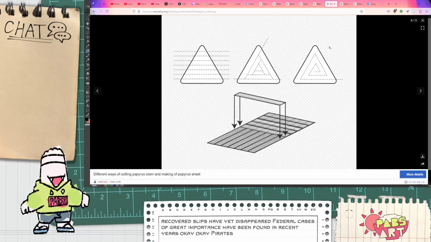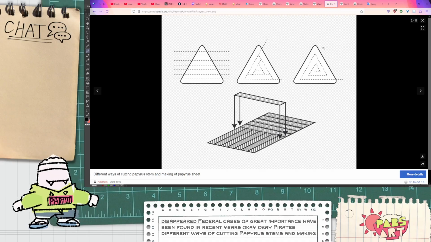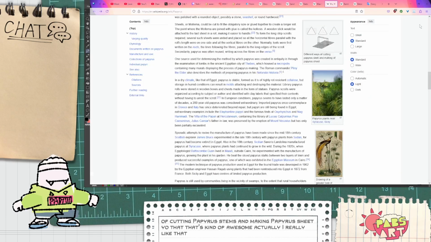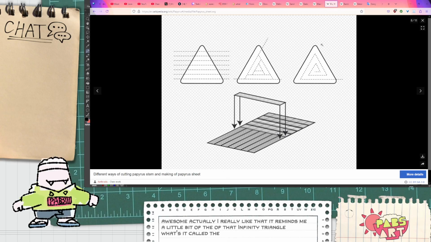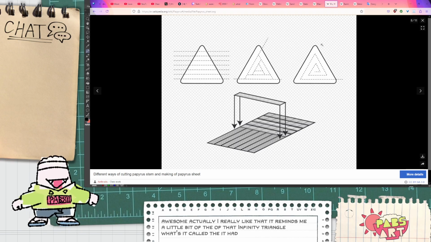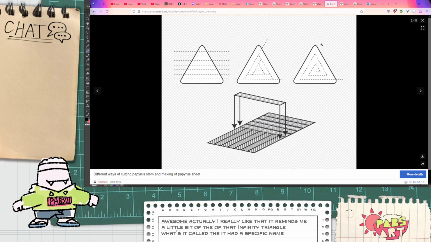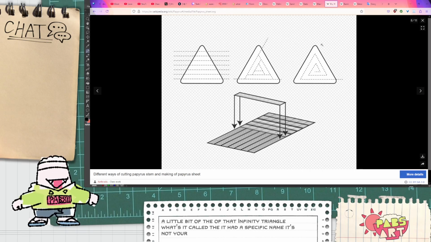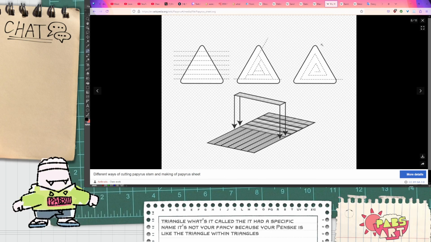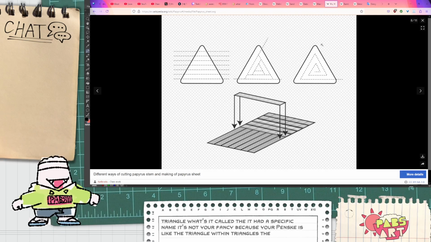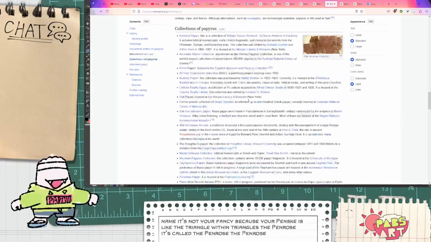Papyrus, different ways of cutting papyrus stems and making papyrus sheet. Yo, that's kind of awesome, actually. I really like that. It reminds me a little bit of that infinity triangle. What's it called? It had a specific name. It's not Sierpinski, because Sierpinski is the triangle within triangles. The Penrose. It's called the Penrose. The Penrose triangle. Thank you, Signalis.